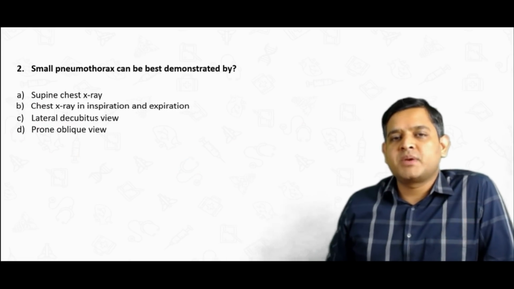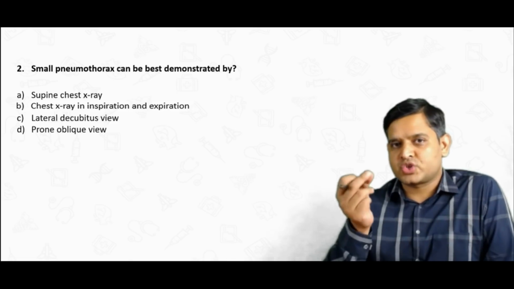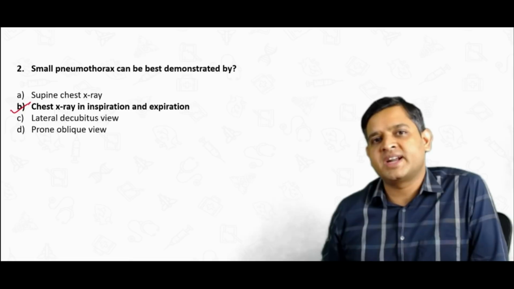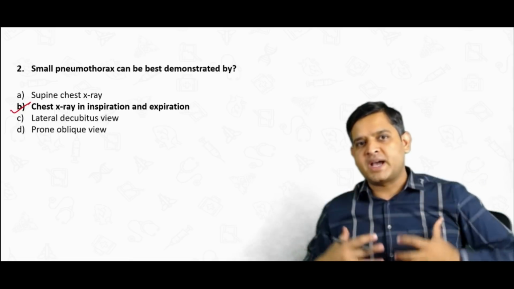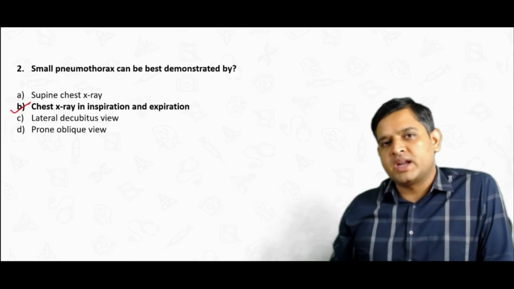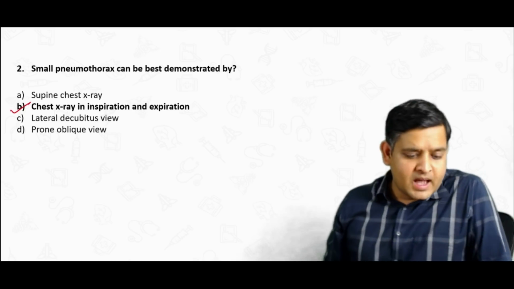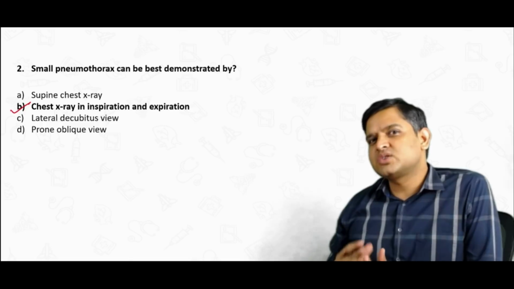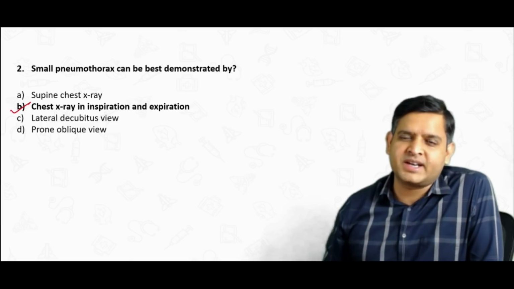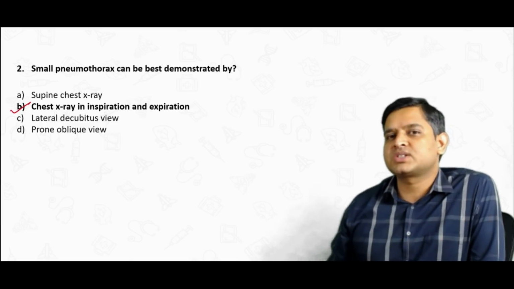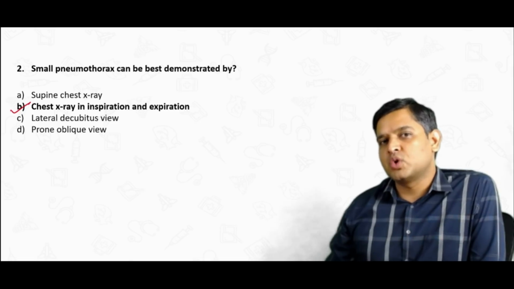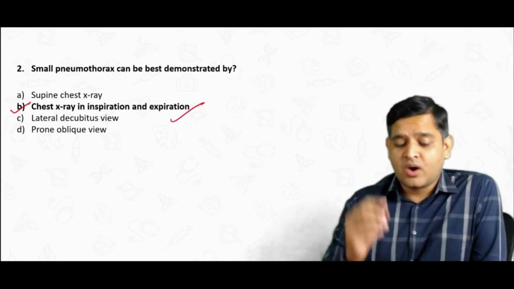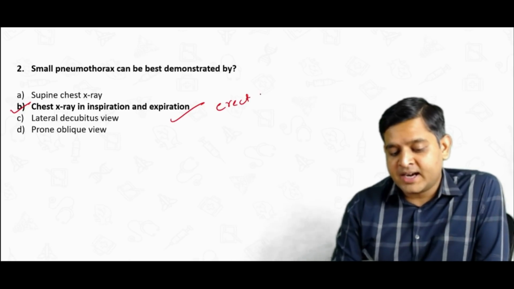Small pneumothorax can be best demonstrated by, this is a question that we have discussed in the class also. Answer is chest X-ray in inspiration and expiration. What happens once you expire? The relative volume of the pleural air is much better appreciated. It is to be noted that a lot of research that is coming up now says that there is not much difference between the inspiratory and expiratory view. But if somebody asks you in the exam, please remember the most useful imaging investigation is an expiratory chest X-ray, also to be noted in erect position.